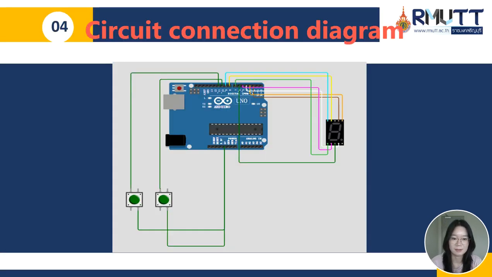And this is part 4, the circuit connection diagram. The 8 pins of the 7-segment display are connected to pins 2 to 9 respectively, and the 2 switches are connected to pins 10 and 11 respectively.